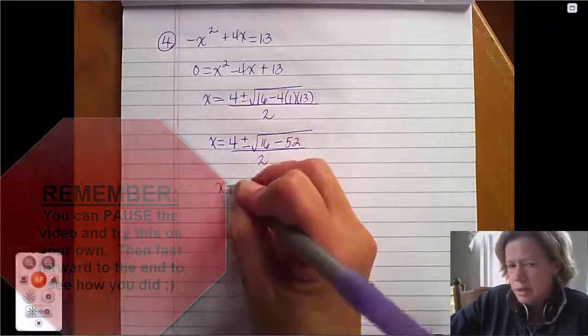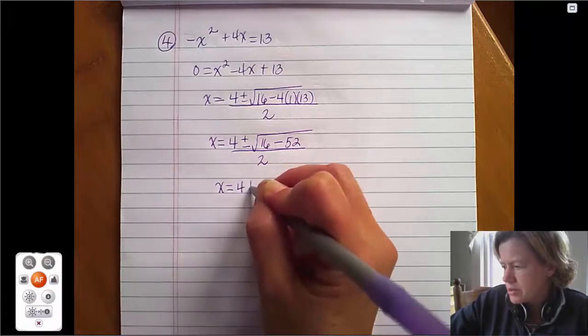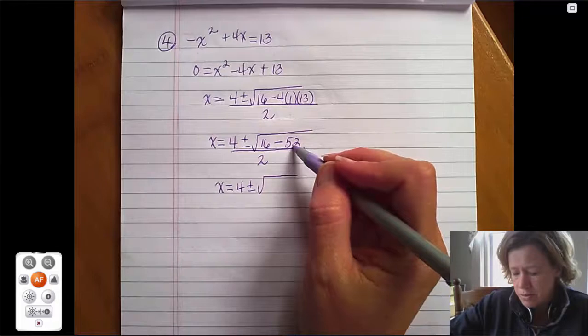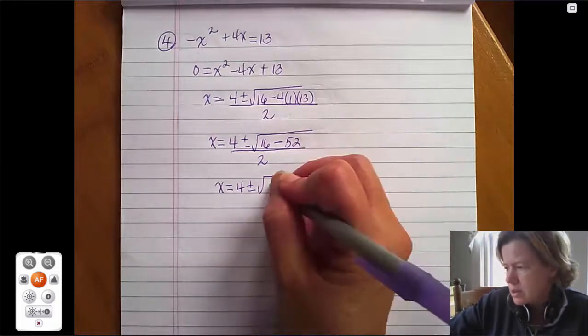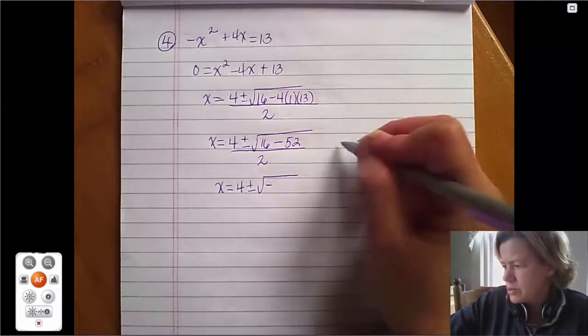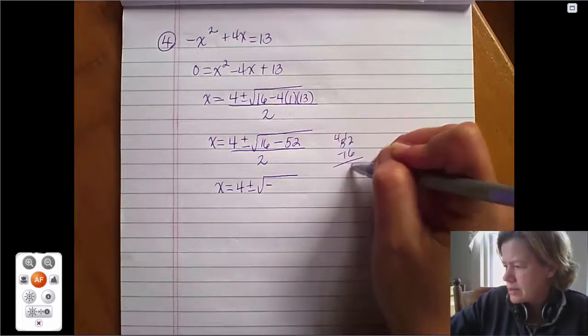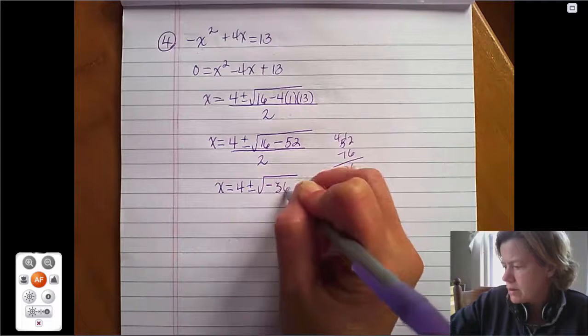Clean it up. X is 4 plus or minus the square root of, well, 16 minus 52 is going to be a negative number. And let's figure out what that is. 52 minus 16 is 36 all over 2.